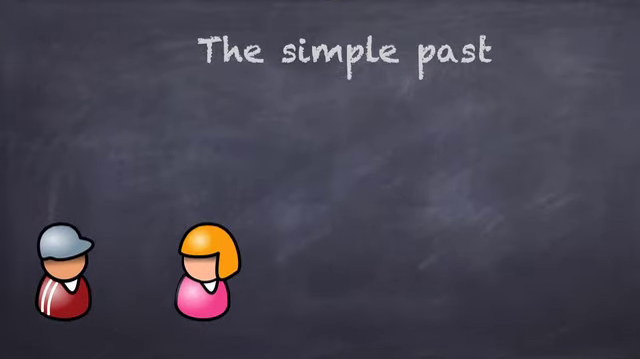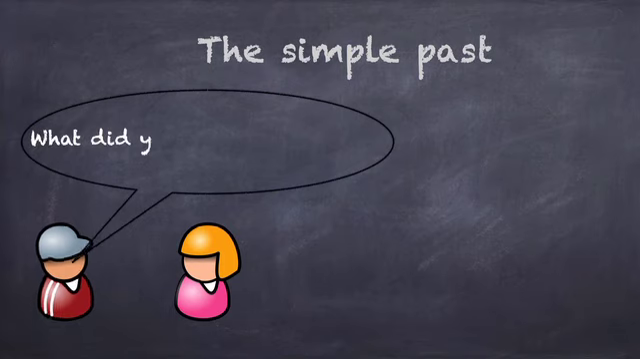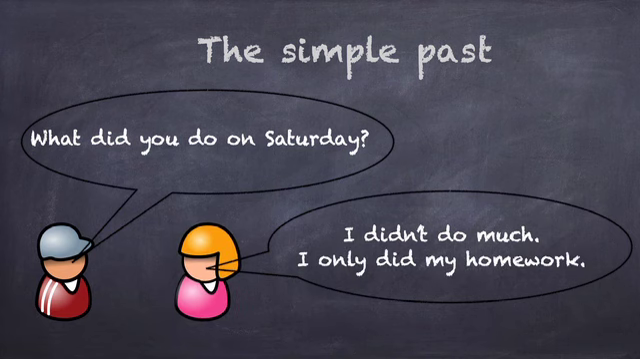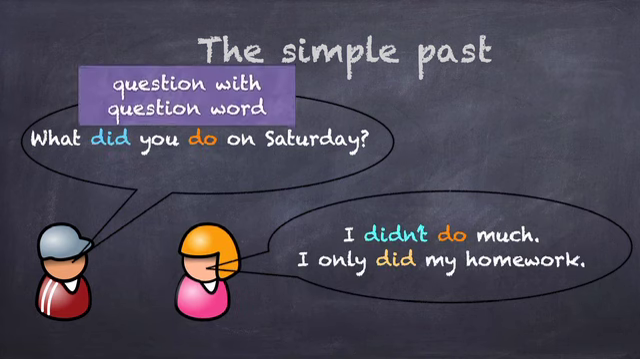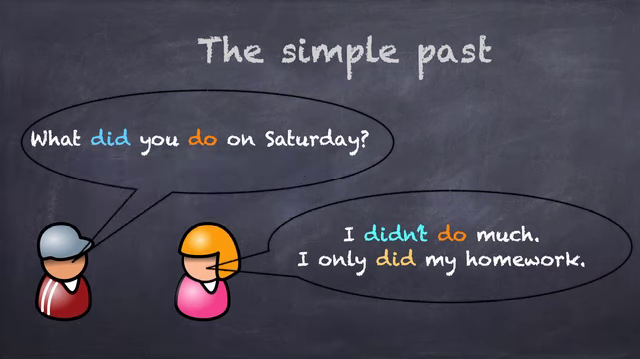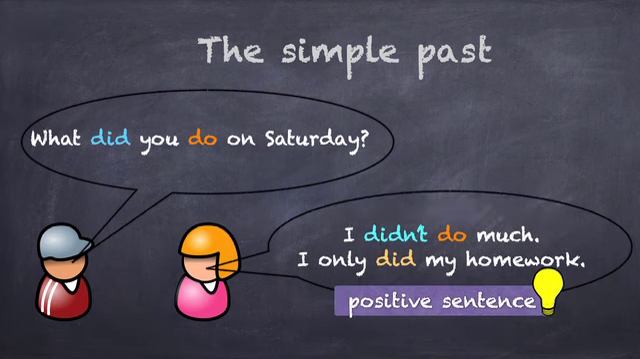Another example. What did you do on Saturday? I didn't do much. I only did my homework. In this question, Tom uses did between the question word and the subject. Did in a question and didn't in a negative sentence help the infinitive, so please don't put the second verb in the simple past. Only do that in a positive sentence, like here, I only did my homework.